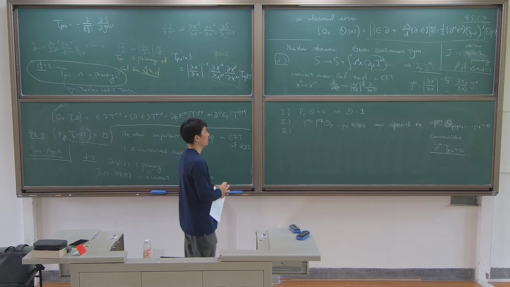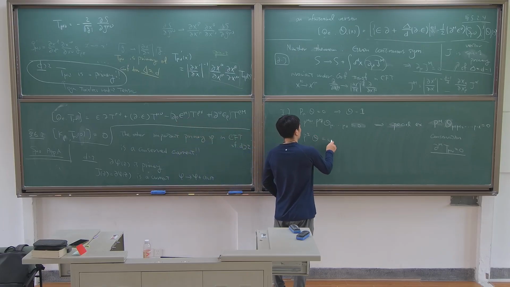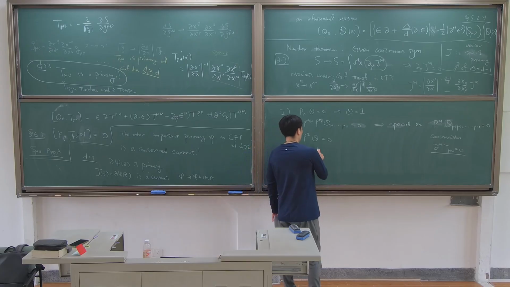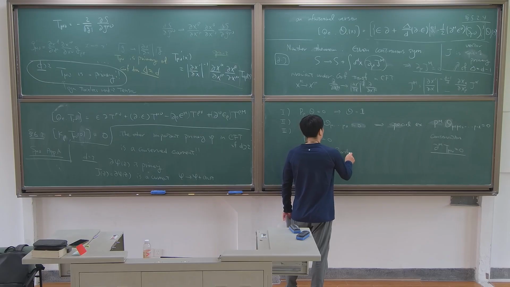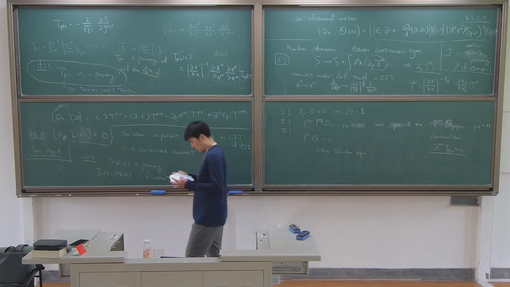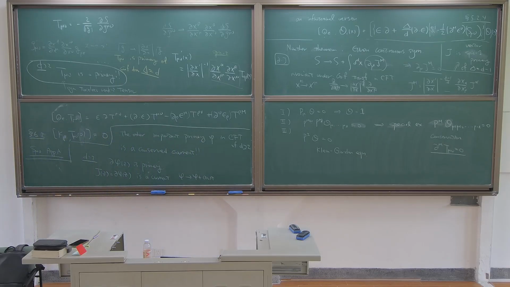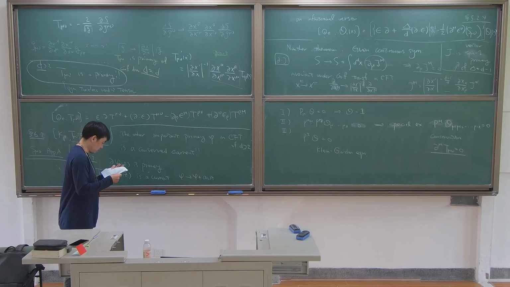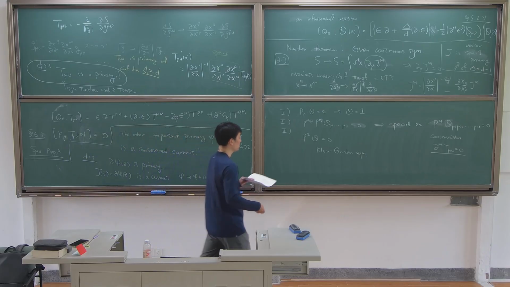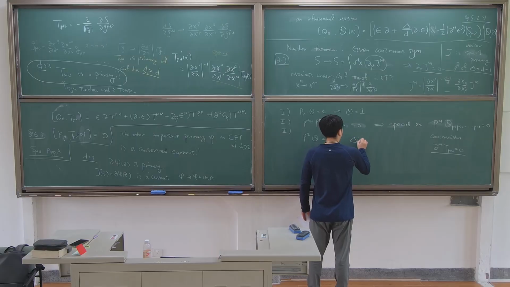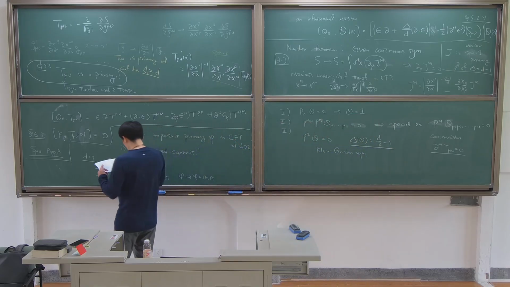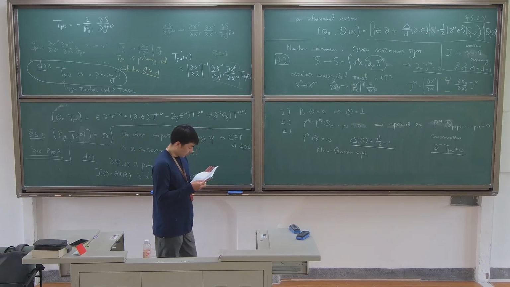And number 3 is P squared acting on the operator is equal to 0. That will give you the equation of motion, the Klein-Gordon equation. That was the number 3 we encountered last time. In this case, the operator dimension delta should be d over 2 minus 1. And this is the free scalar field we encountered.